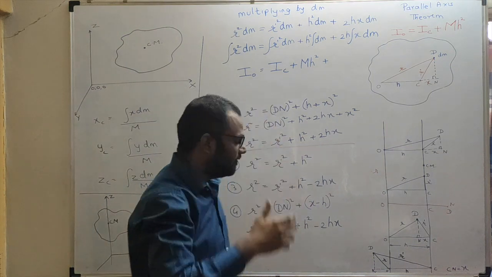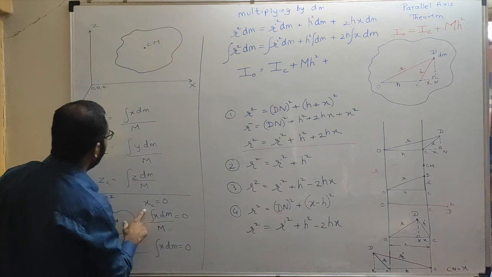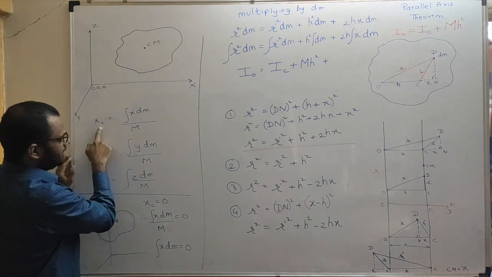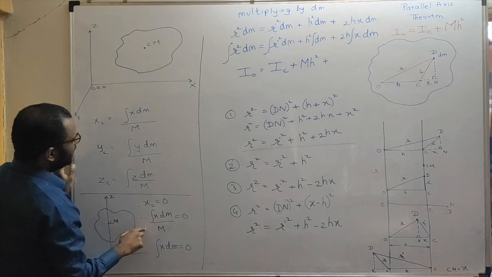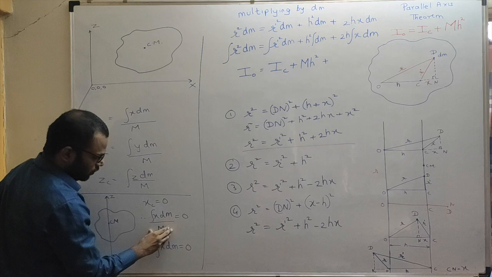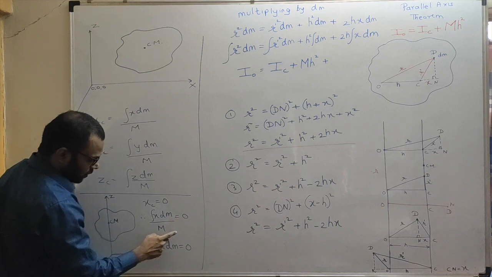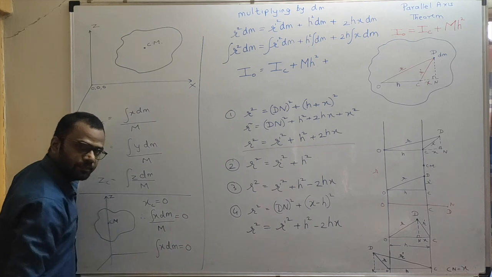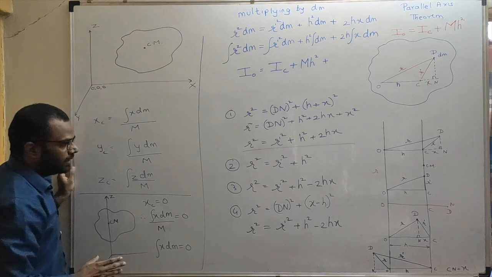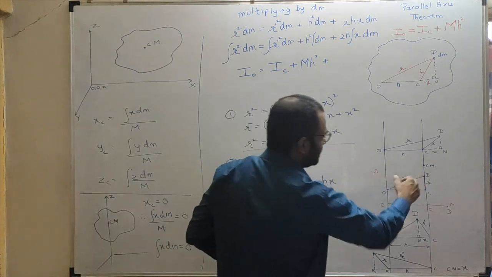If the center of mass itself lies on the x-axis, its x coordinate will be 0. So Xc is 0. So integration of x dm upon m is equal to 0. So m will go over here, become 0. So again, integration of x dm is equal to 0. Getting this? Okay. Now isn't this the same case as over here?